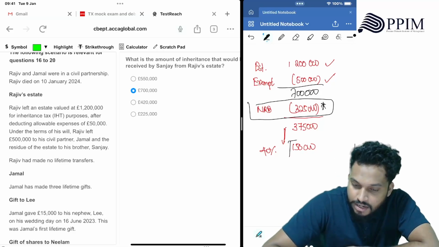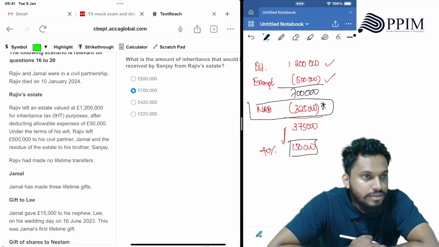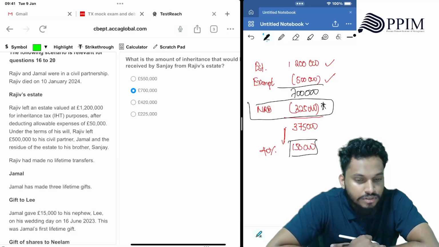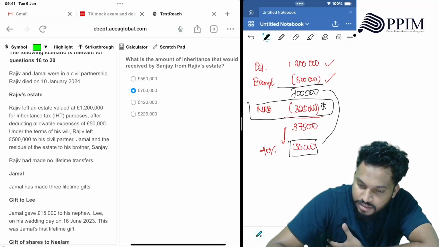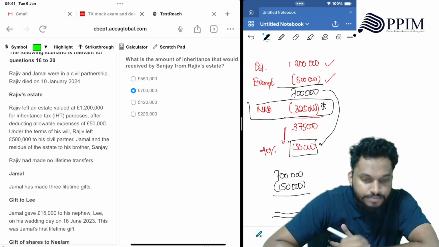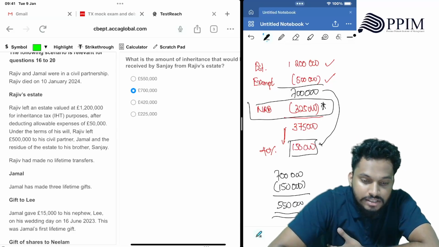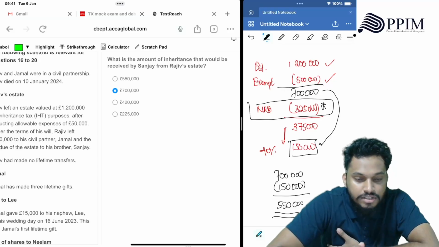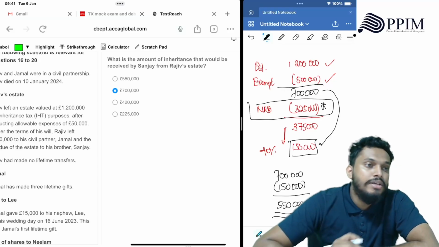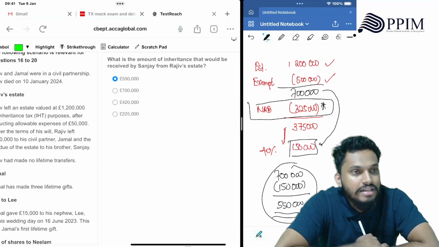However, this 150,000 will be paid by whom? This 150,000 will be utilized by whom? Sanjay. So, if Sanjay pays this, he's getting 700,000 worth of an estate. Of that, if he reduces 150,000, he's left with what? He is left with 500. You got it? So they are asking what would be the amount received from Rajiv's estate. So after deducting the death estate tax, you will be getting whatever the remainder. So in this case, if you choose 700,000, you are failing to determine the tax.